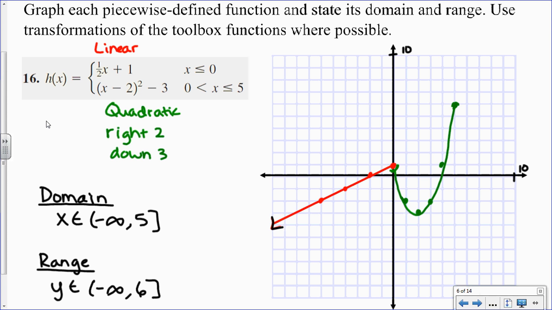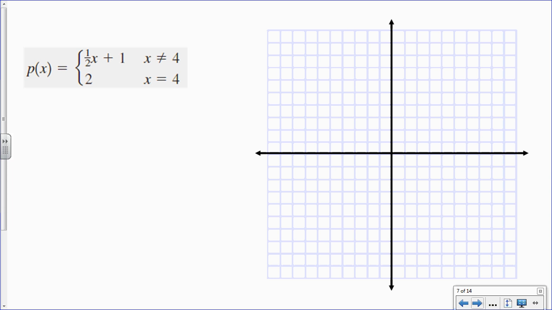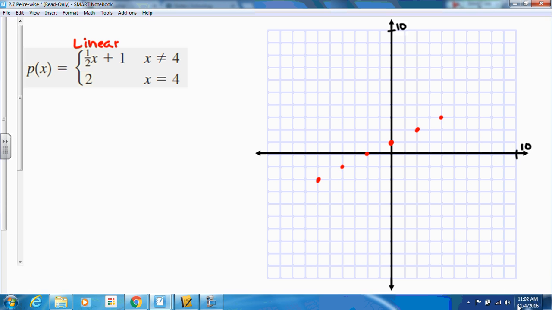All right, we're going to do one more graph and then we'll stop. My first type of function is a linear function again. This is the same line I just got done graphing, except it doesn't have the same domain. I'm going to start at 1 on the y, and my slope is 1/2. So I can go up and right or down and left. I'm going to go ahead and graph the line.